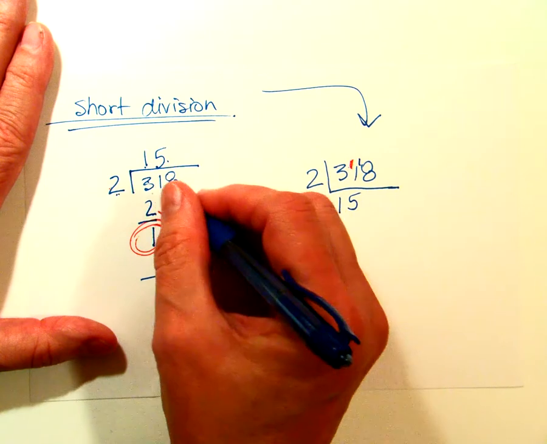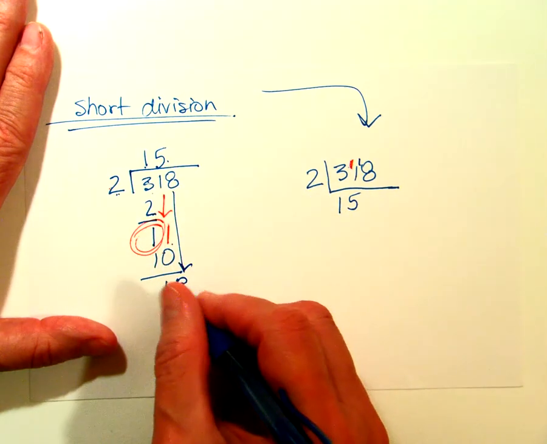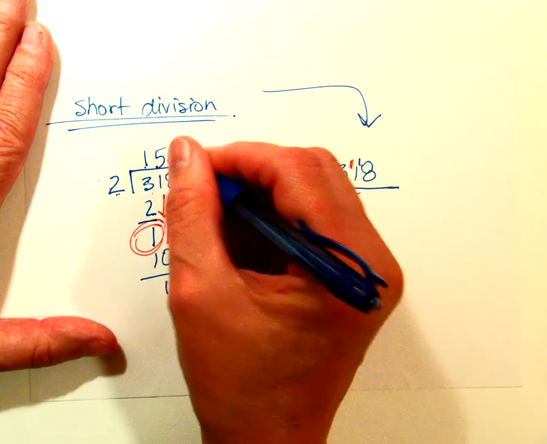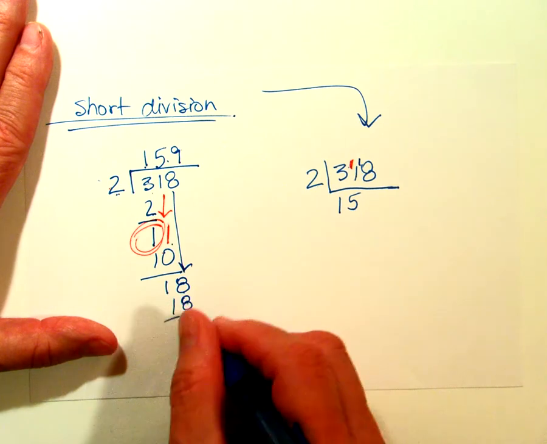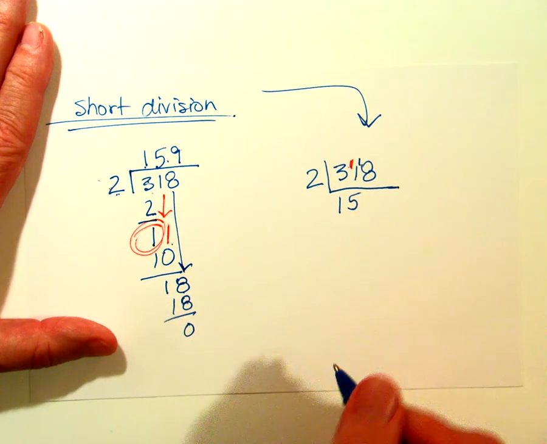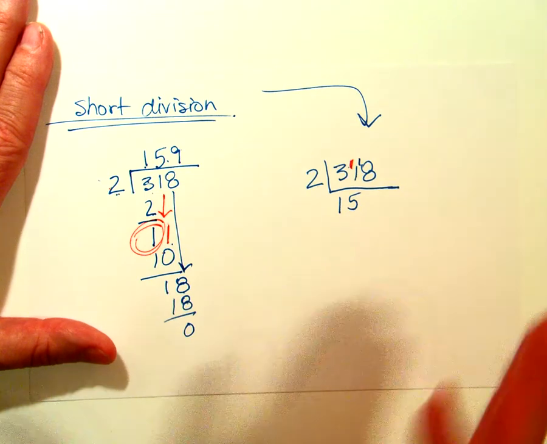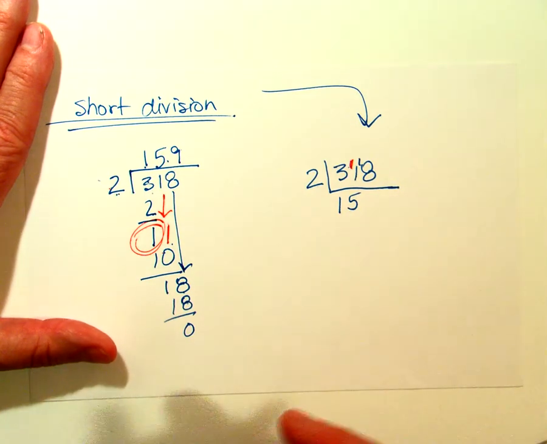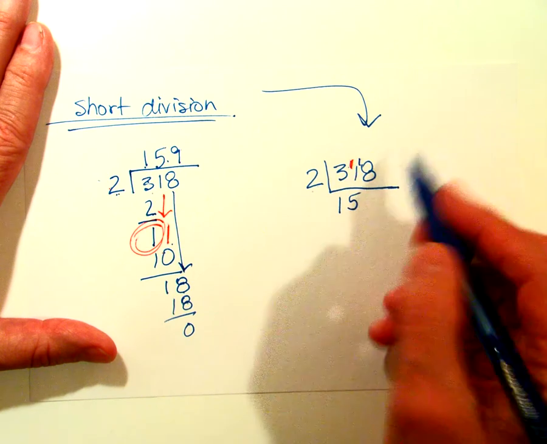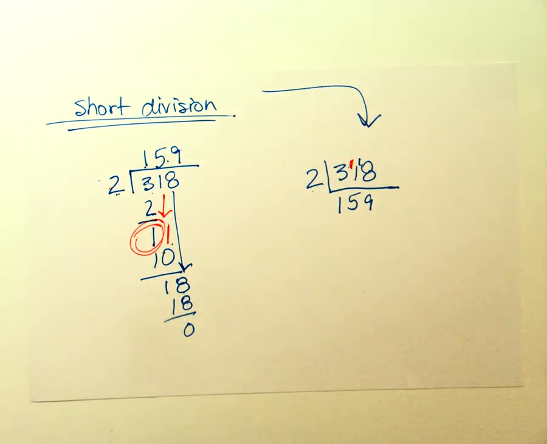Again, over here, same deal. Bring down my 8. How many 2's are in 18? 9. 9 times 2 is 18. 18 minus 18 is 0. I'm real sure you can subtract 18 from 18 and get 0. You don't have to show that work. Okay. All right, so now then, how many 2's are in 18? 9. You're done. So that's short division. Okay.